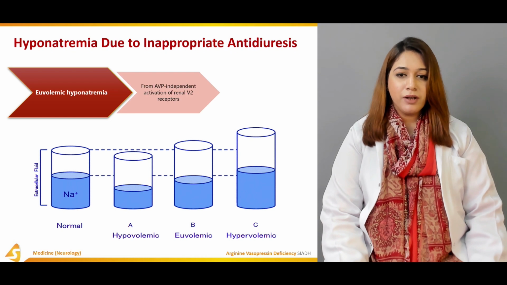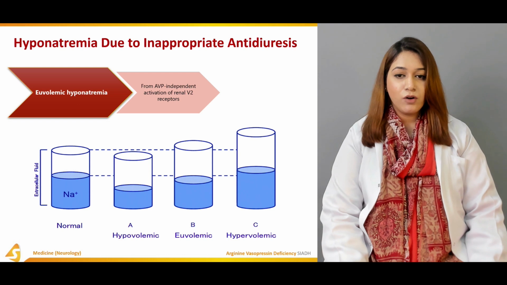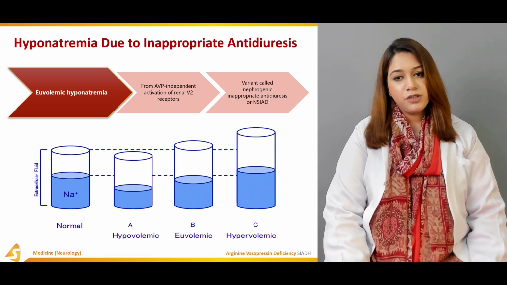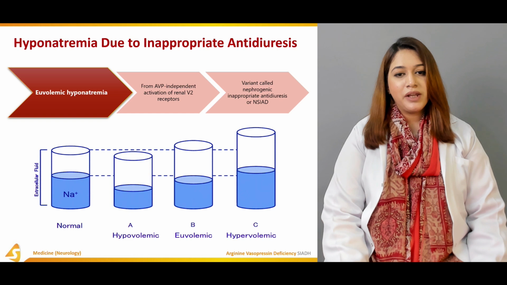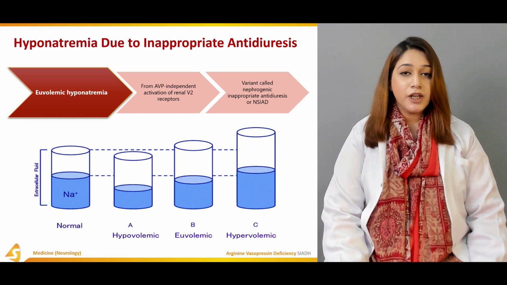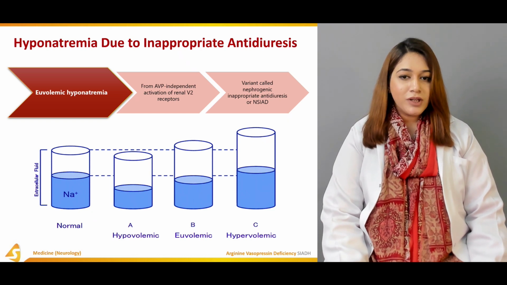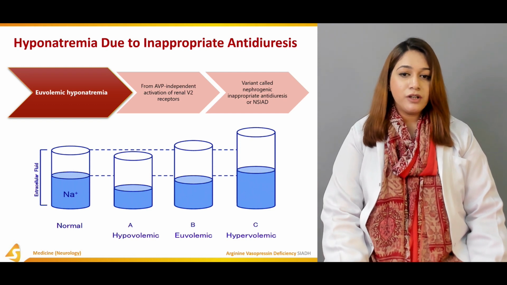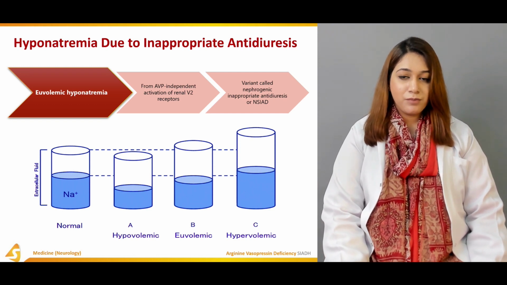Euvolemic hyponatremia results from AVP-independent activation of the renal V2 receptors, and this variant of euvolemic hyponatremia is called nephrogenic inappropriate antidiuresis or NSIAD, in which there is no AVP, but still the renal V2 receptors are activated.